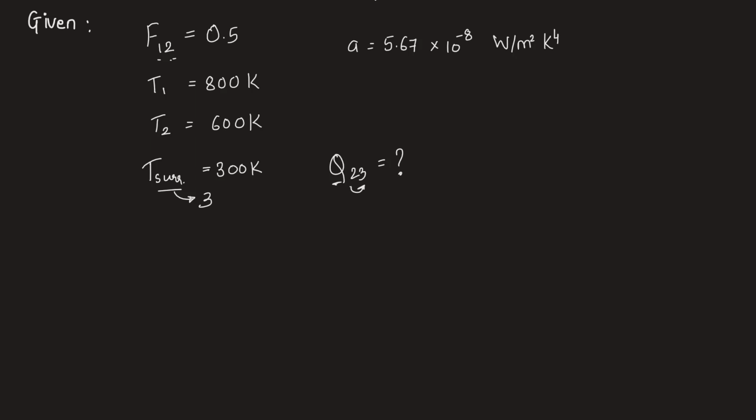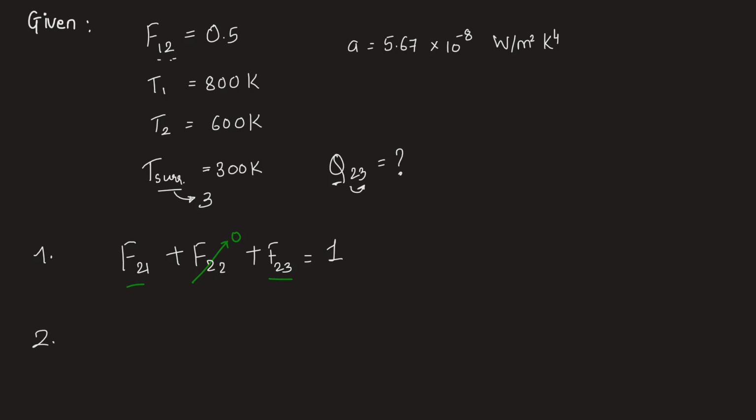The first relationship that we will use is that the summation of the view factors is 1. So we can write down F21 plus F22 plus F23 is equal to 1. First thing, F22 will be 0 because surface 2 is flat. Now F21 and F23 are the two we need to figure out.